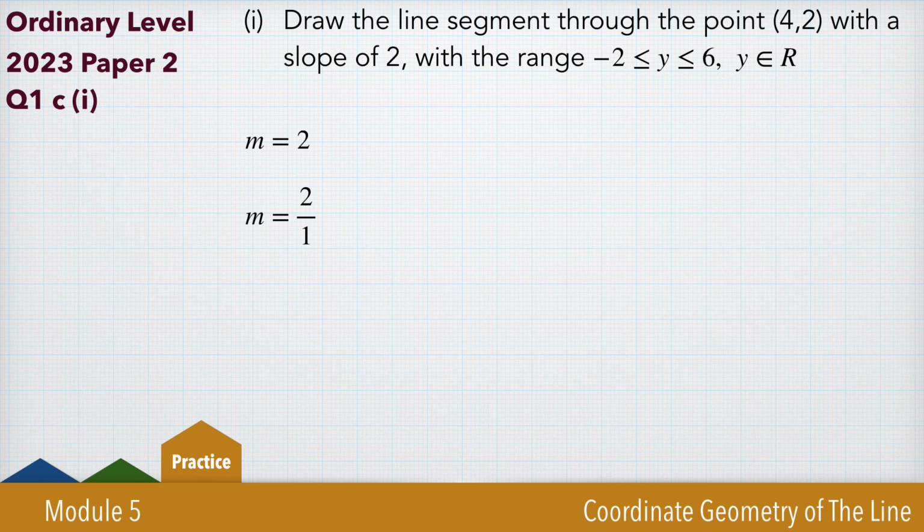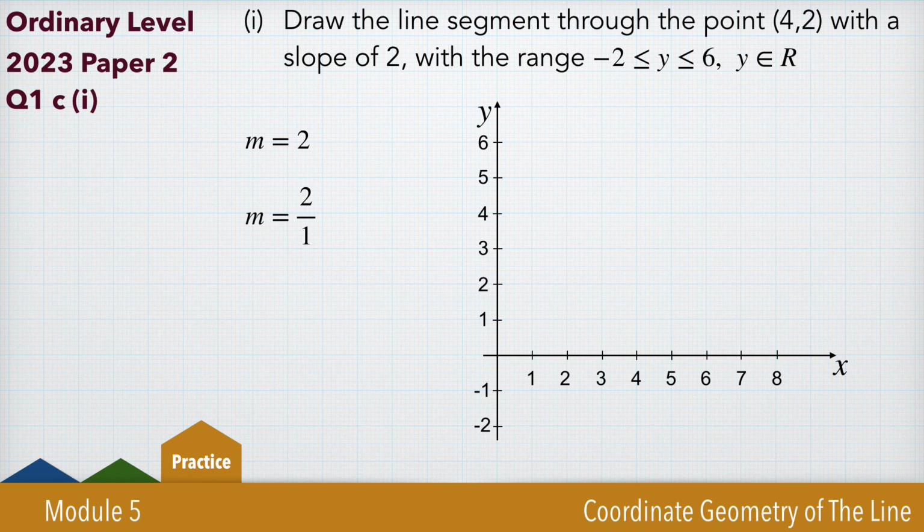We start by plotting the point 4, 2, and using the slope, we rise 2 along the y-axis and run 1 along the x-axis. This brings us to the point 5, 4. We will place a ruler alongside the 2 points and draw a line joining the points. And we will extend the line to keep within the range of y values -2 to 6.